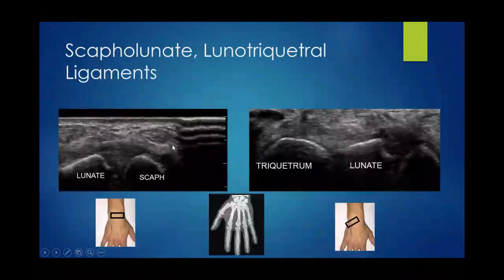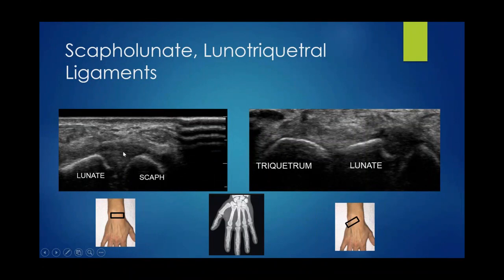Moving on to the dorsal ligaments, we commonly look at the scapholunate and lunotriquetral ligaments. If we look at the radiographic image depicted here in the bottom center, you'll see the scaphoid and lunate are roughly just distal to the radius and along the same axial plane. The transducer would then be placed over the dorsum of the radius axial relative to the forearm and then translated or slid distally until you see the scaphoid and lunate bones.